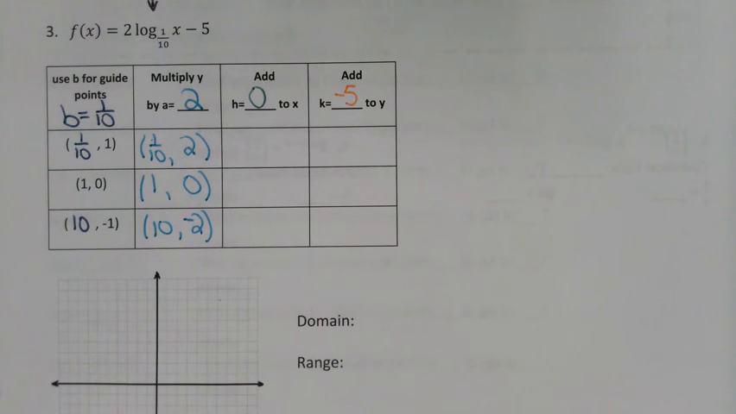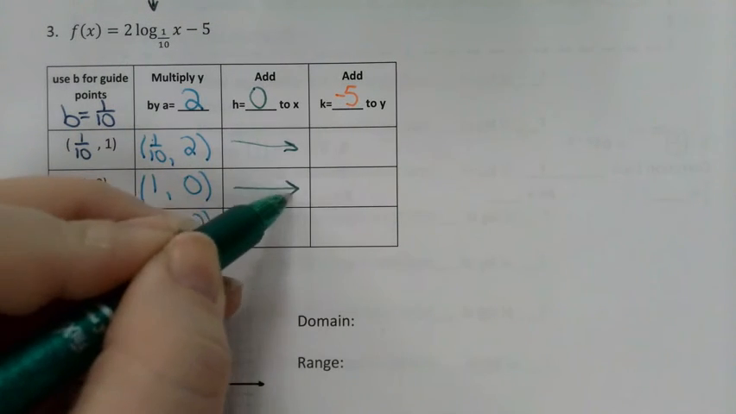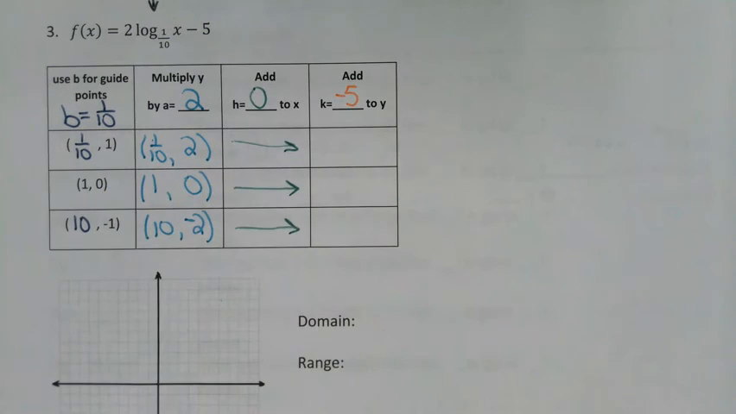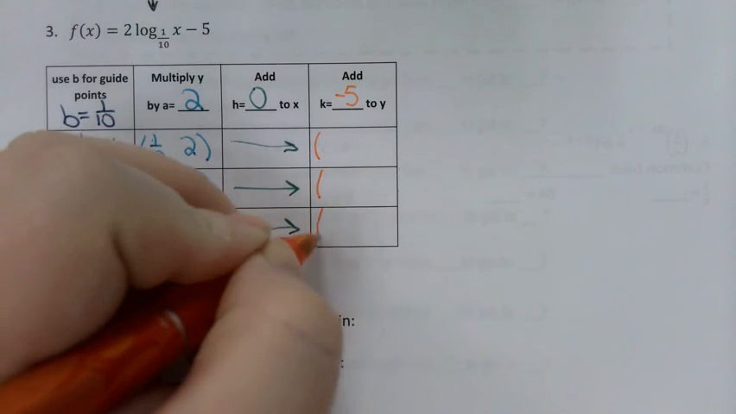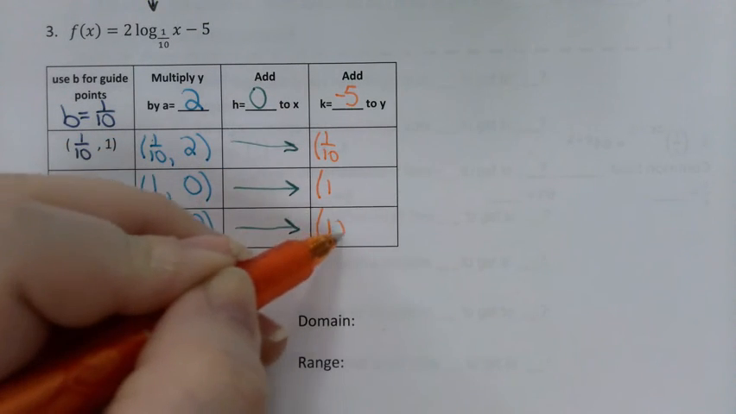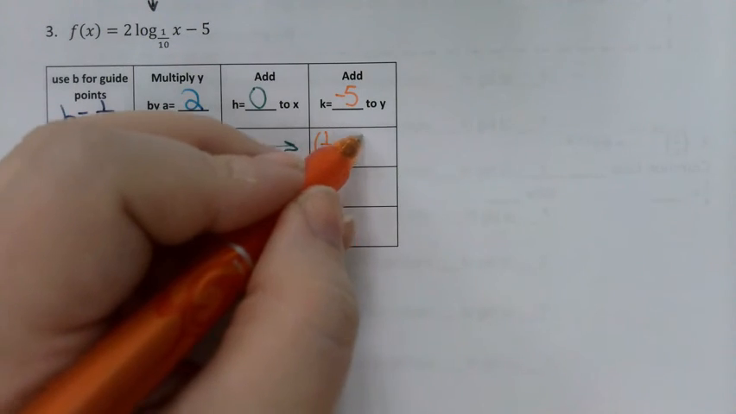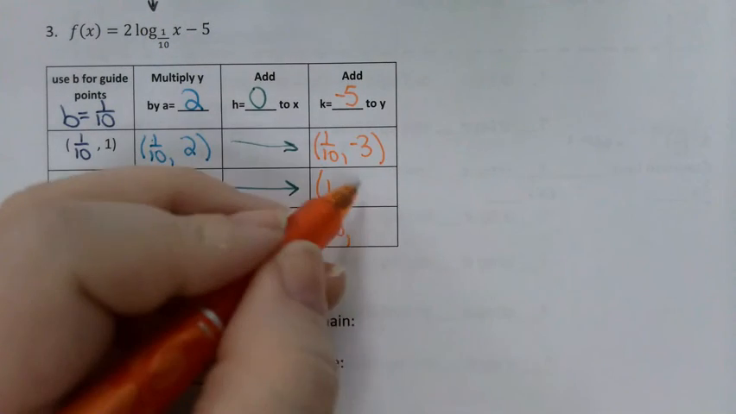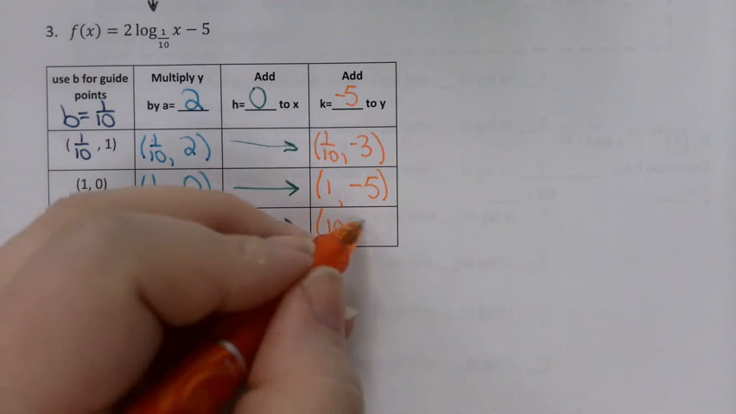Adding 0 to all of my x values does not change them. So we'll move to the next column where we add negative 5 to all of our y values, leaving all of our x values to be the same. 1/10, 1, and 10. Adding negative 5 to 2 gives me negative 3, negative 5 plus 0, negative 5, and negative 5 plus negative 2 is negative 7.